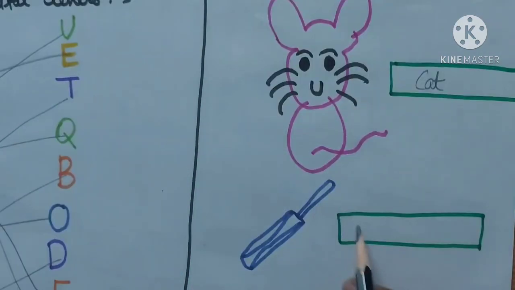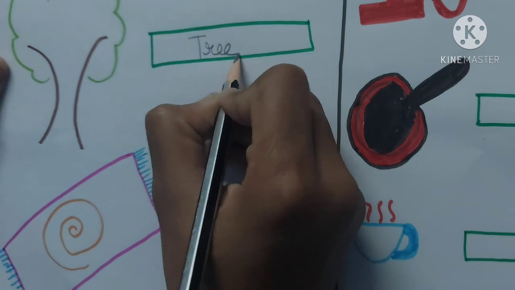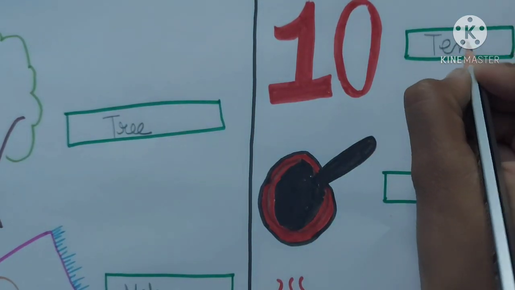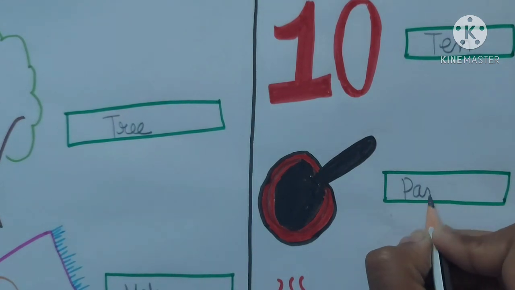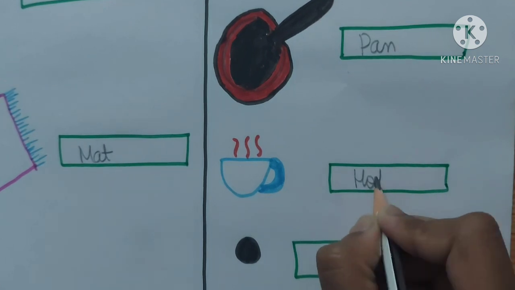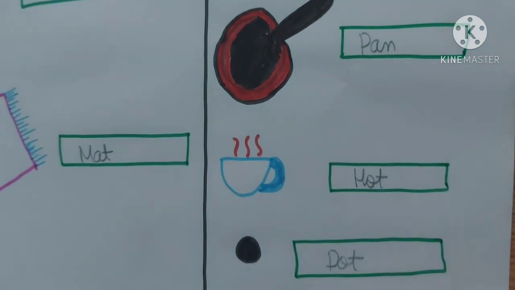C-A-T, cat. B-A-T, bat. J-U-G, jug. T-R-E-E, tree. M-A-T, mat. T-E-N, ten. P-A-N, pan. H-O-T, hot. D-O-T, dot. Here our worksheet video is finished.